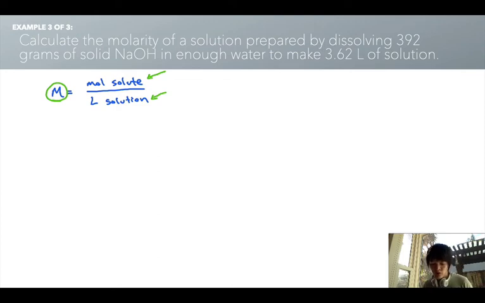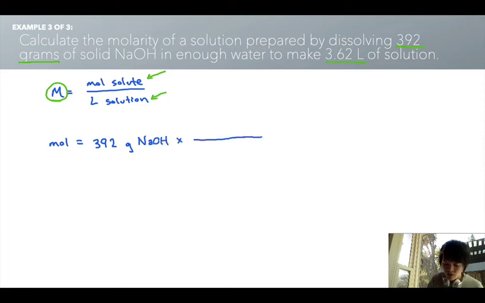For the moles of solute, we don't have it, but we do have grams of solute. We can convert that to moles of solute with molar mass. And for this problem, we do have liters of solution, so we don't have to do any conversion. We can just use that number when we do our division, right? So I do need to figure out moles of solute first. So we start with our grams of solute, and we multiply by molar mass to get the moles of solute.